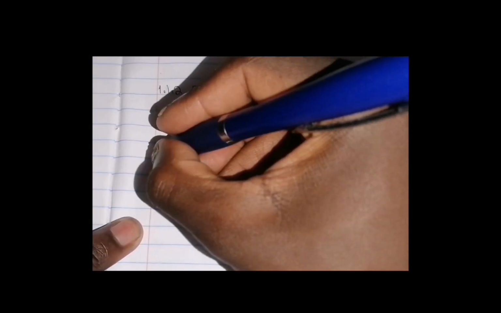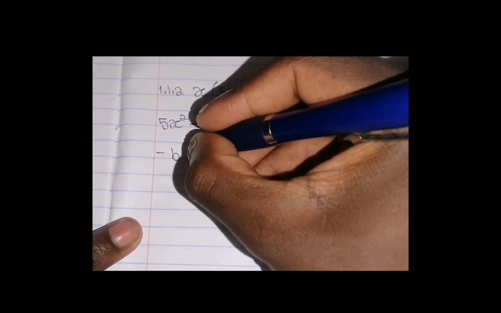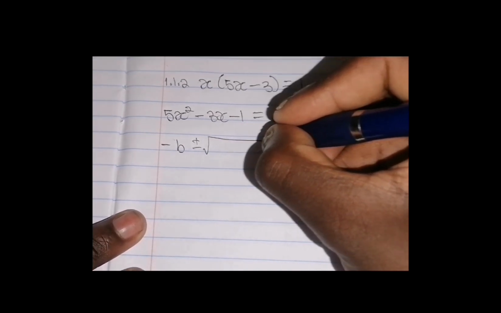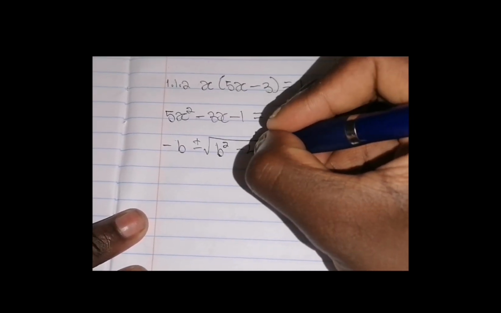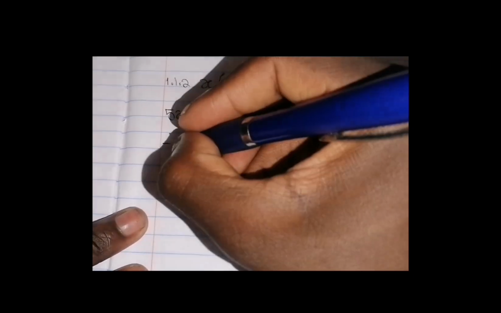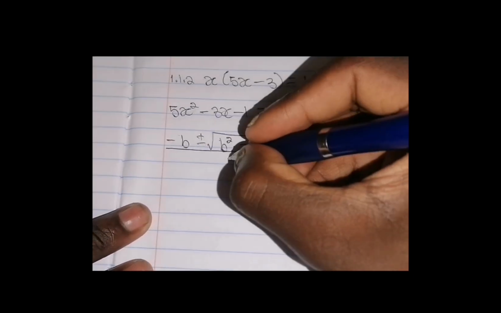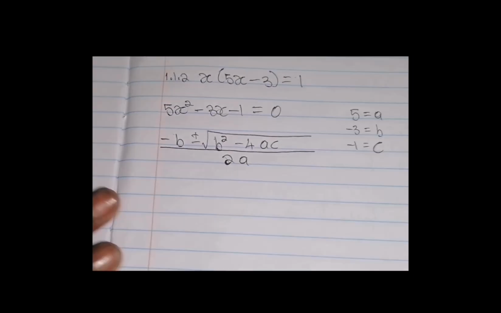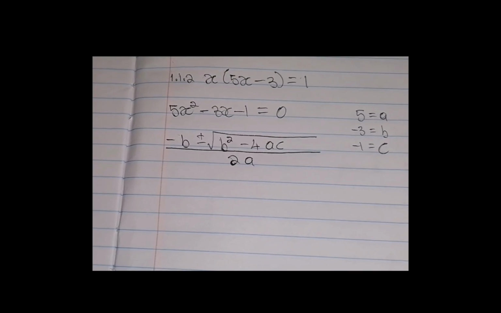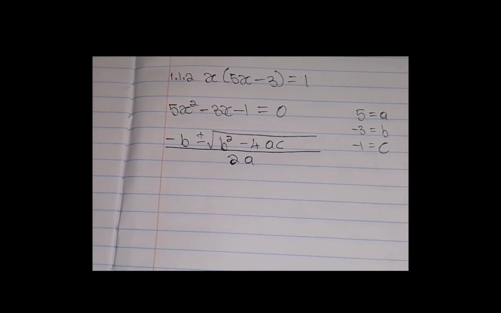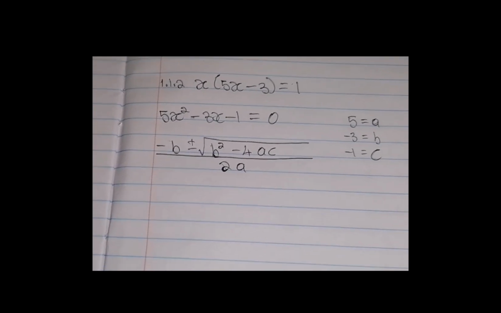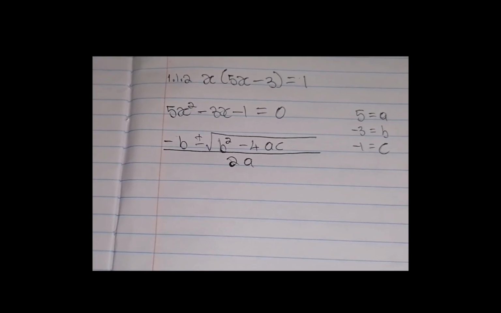Now the quadratic formula says x equals negative b plus or minus the square root of b squared minus 4ac, all over 2a. Now there's no need for you to cram this quadratic formula as it is provided on your formula sheet. Now the thing that you're going to do is just substitute the values that we have classified as a, b, and c.